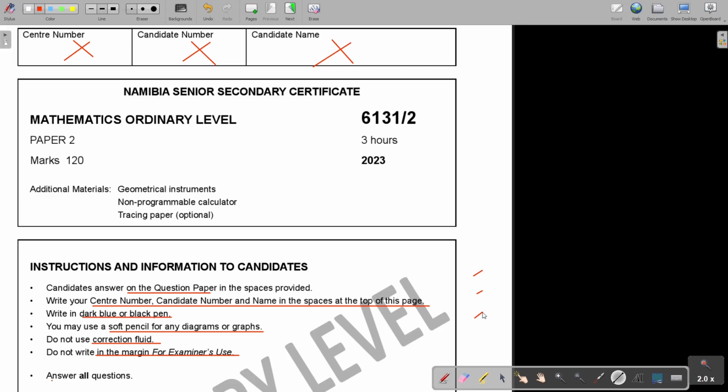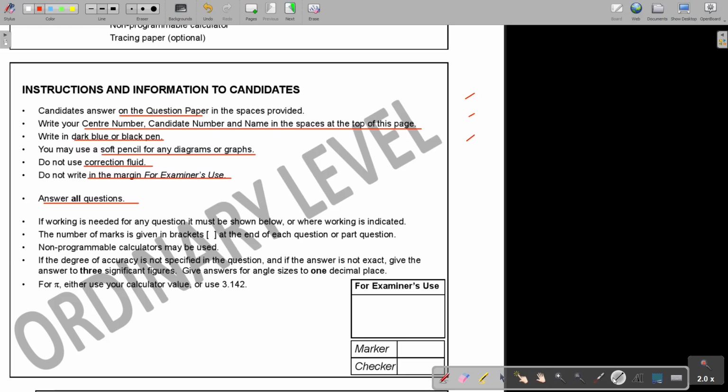Okay. Answer all questions. Let's go up. If working is needed for any question, it must be shown below or where working is indicated. So please don't just write the answer. Show your working, okay, because you can have the answer incorrect, but if your working is correct, you can get a mark. The number of marks is given in brackets at the end of each question or part question.